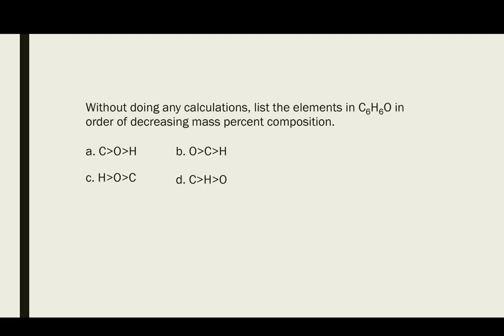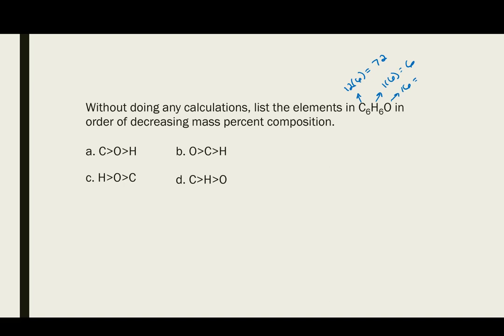Without doing any calculations, we're going to put the elements in C6H6O in order of decreasing mass percent composition. So we're just putting them in order. You don't need exact numbers. We can just kind of estimate. So carbon is about a mass of 12. There are 6 of them, so that's about 72 total. Hydrogen's about 1. There are 6 of them, so that's about 6 total. Oxygen is 16. There's 1, so that's 16 total.